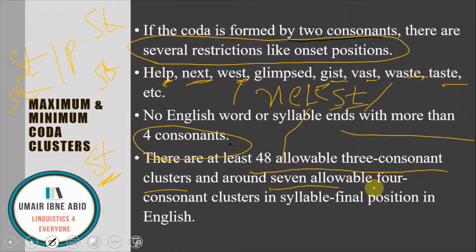And there are almost 7 allowable 4 consonant clusters. So 4 consonants can also come at the coda position in English, and these are almost 7 combinations. I have one example, like glimpsed. If we talk about this word glimpsed, it is glimpst.